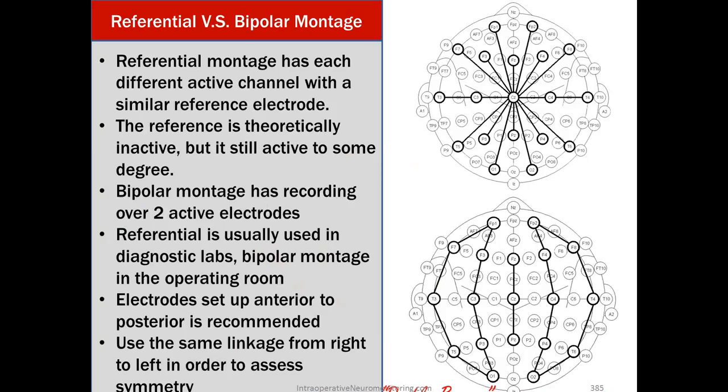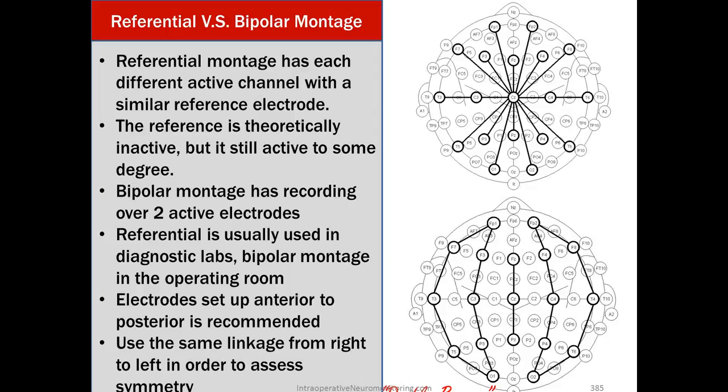Referential versus bipolar montage. Referential montage has each different active channel with a similar reference electrode. The reference is theoretically inactive, but it is still active to some degree. The bipolar montage has recording over two active electrodes. Referential is usually used in diagnostic labs. Bipolar is usually in the operating room. Electrode setup anterior to posterior is recommended. Use the same linkage from right to left in order to assess symmetry.